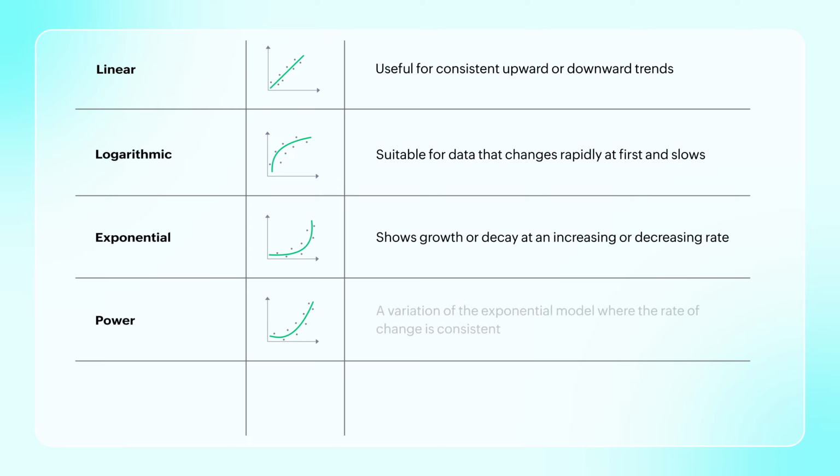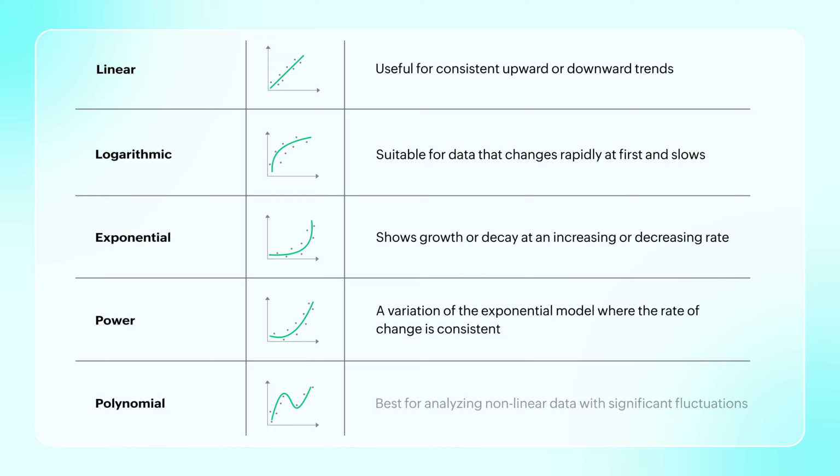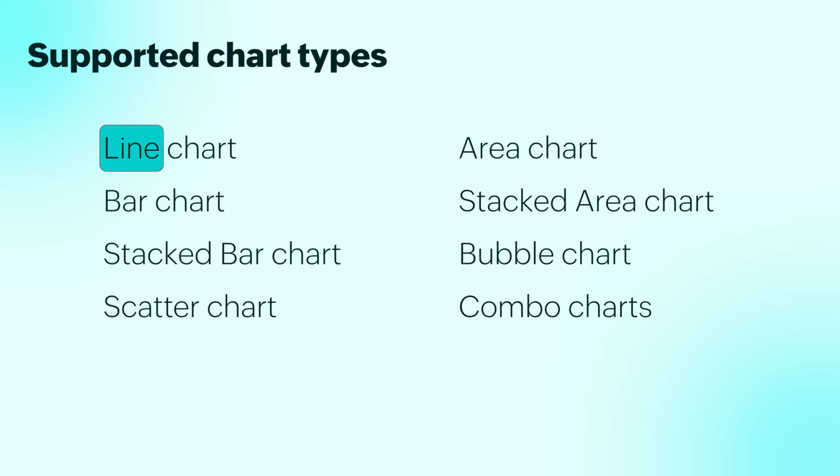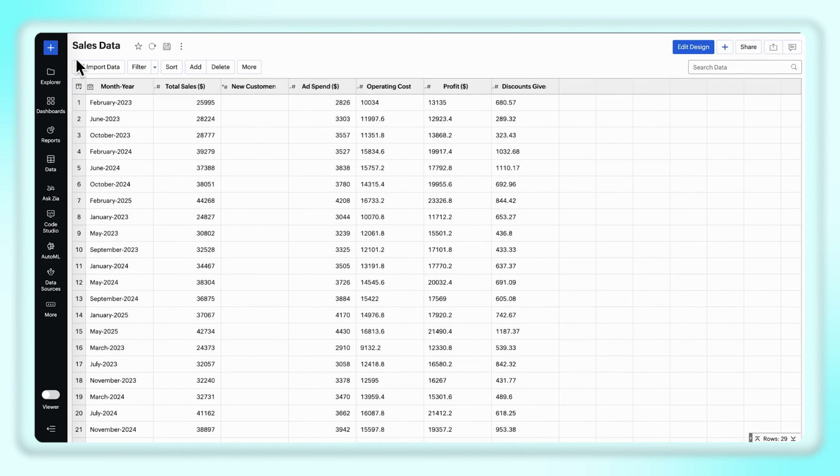Power, a variation of the exponential model where the rate of change is consistent. Polynomial, best for analyzing nonlinear data with significant fluctuations. You can apply a trend line to various chart types, including line, bar, stacked bar, scatter, area, stacked area, bubble, and combo charts. Let's analyze an e-commerce company's monthly sales growth.